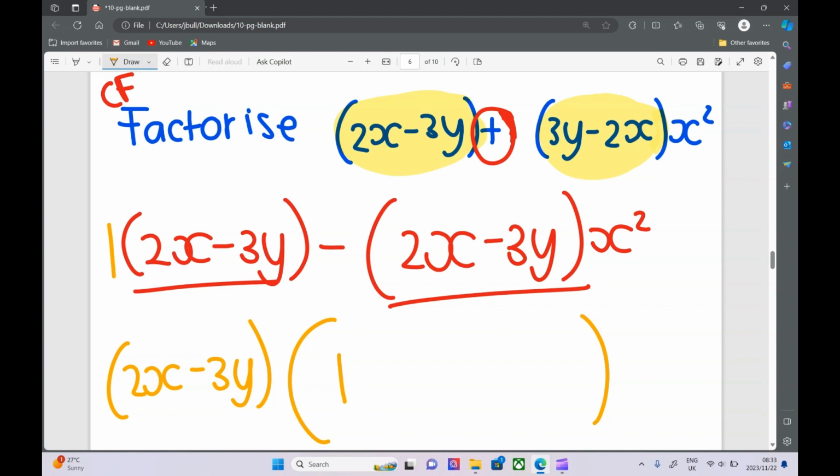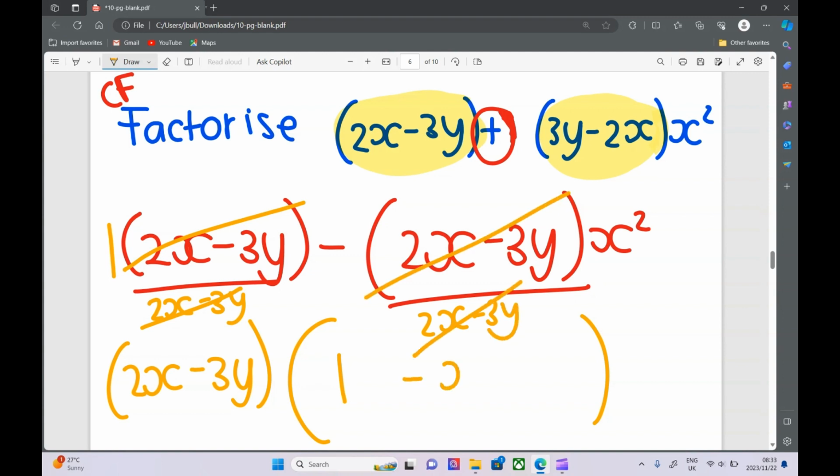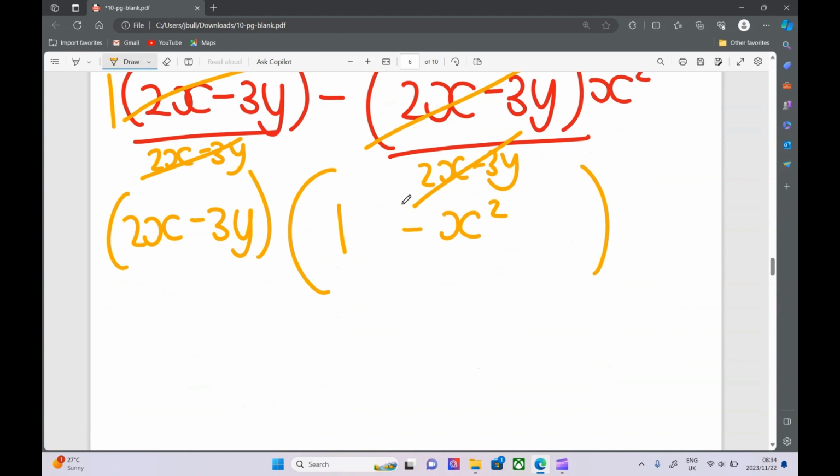And then in this term, let's just show why we did that. 2x minus 3y, I divided by the whole bracket. So that's why everything cancels. All I'm left with is 1. This one, I divide by the bracket. Everything cancels. All I'm left with is that x squared. Okay, and then hopefully you get an idea by now. So we can see the second bracket. We took out a common factor.